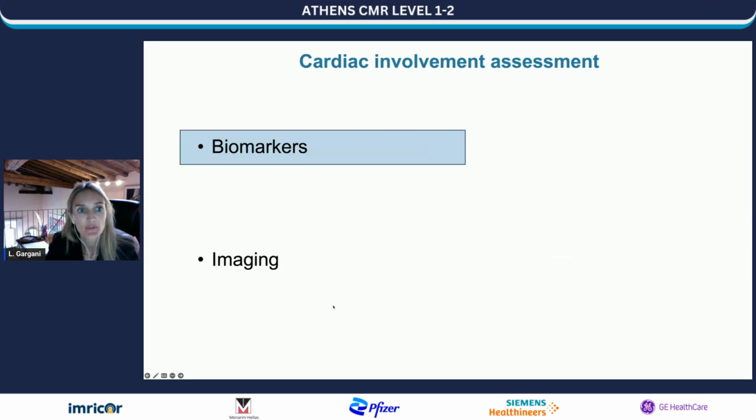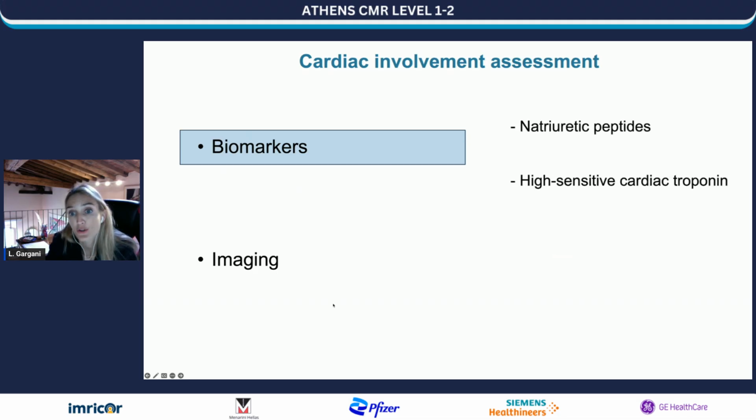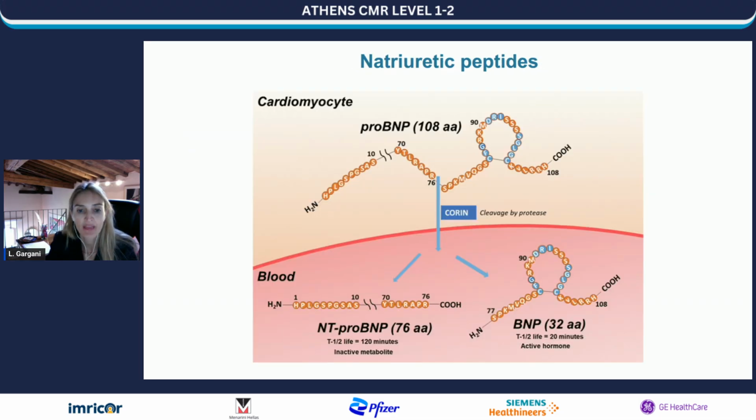So let's see something more in detail about biomarkers. For biomarkers, I will focus especially on natriuretic peptides and high-sensitivity cardiac troponin. We have heard a lot in the excellent previous presentation by Professor Abate about the inflammatory biomarkers, but we also have non-inflammatory biomarkers which can be really useful. And natriuretic peptides are already in the routine clinical assessment of our patients with rheumatic disease.